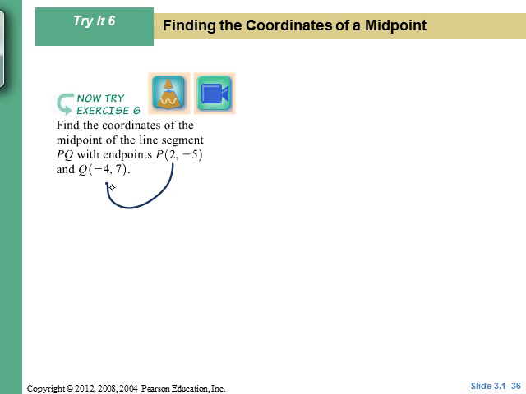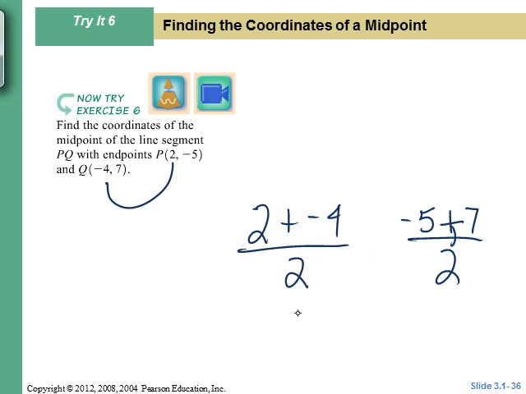Okay, so halfway between 2, negative 4 and negative 5, 7. 2 plus negative 4 is negative 2 over 2, which is negative 1. Negative 5 and 7 is 2 over 2, which is positive 1. So our answer is negative 1, comma, positive 1 is the midpoint of that segment.